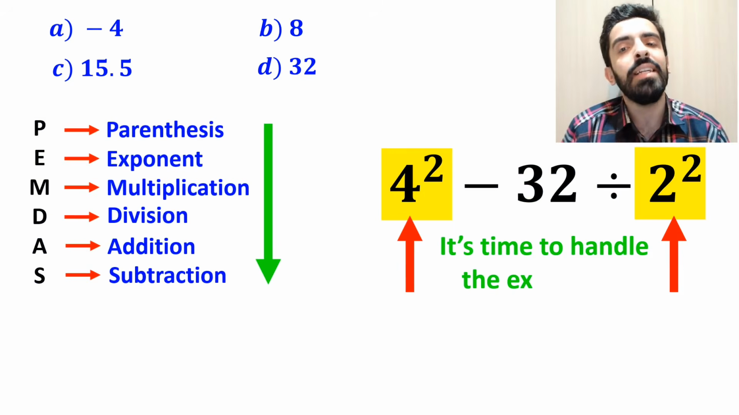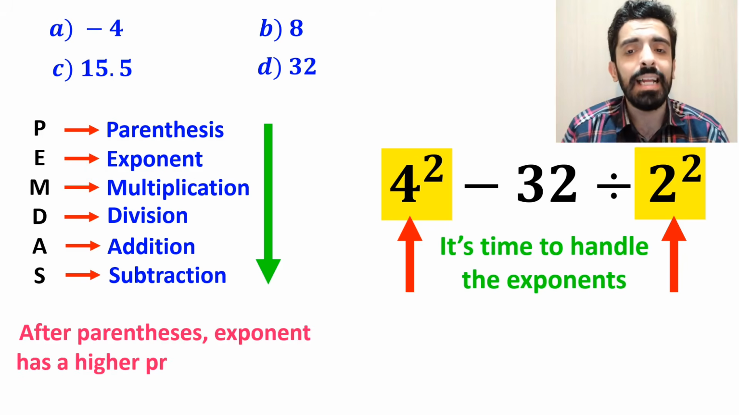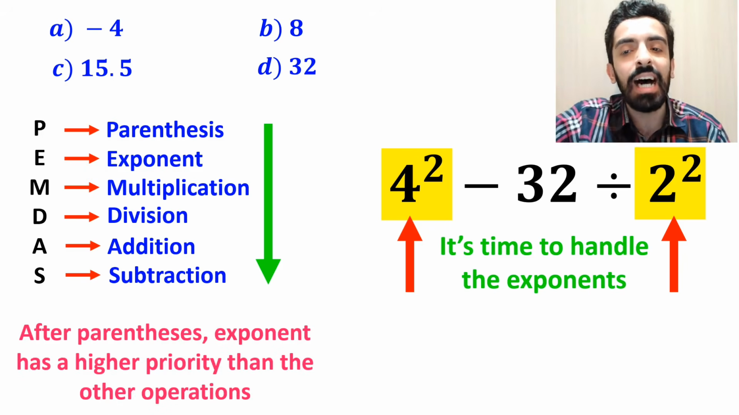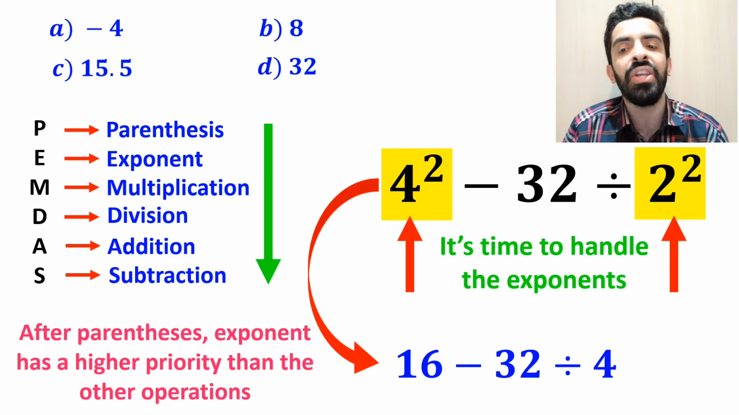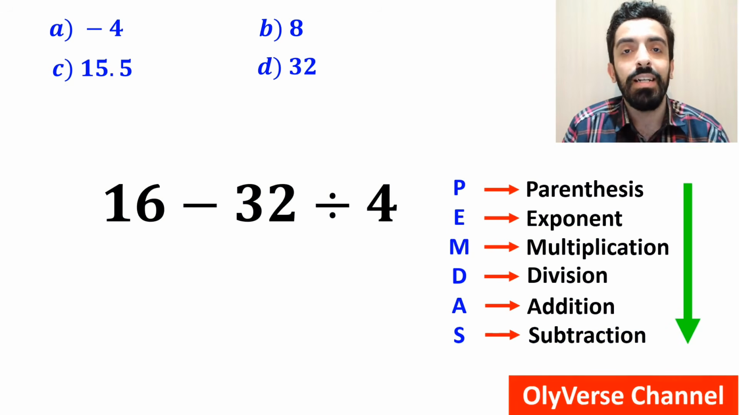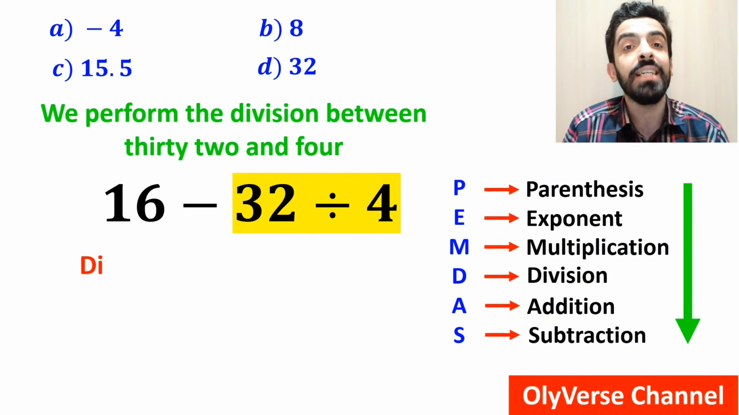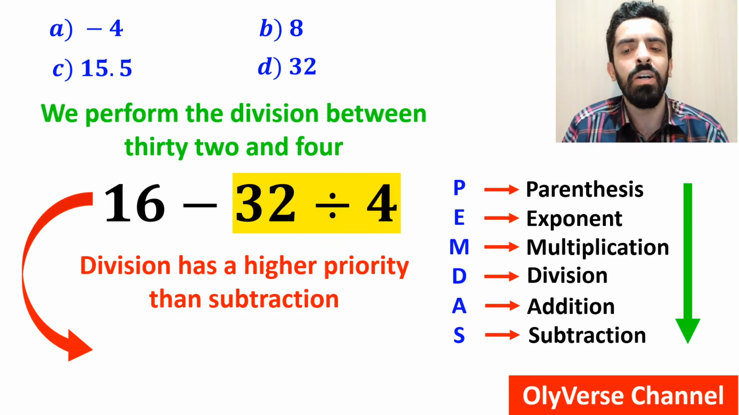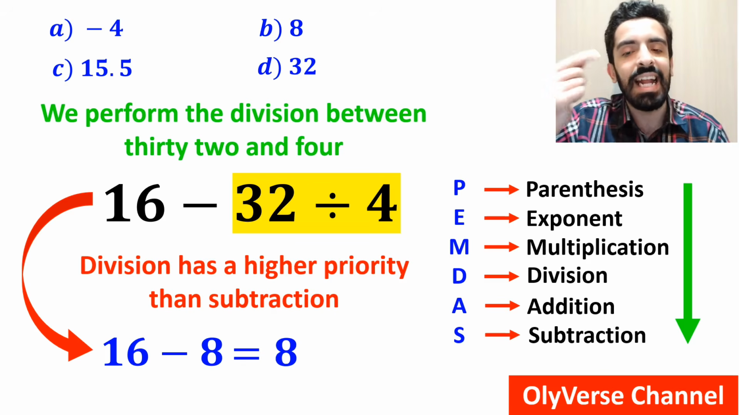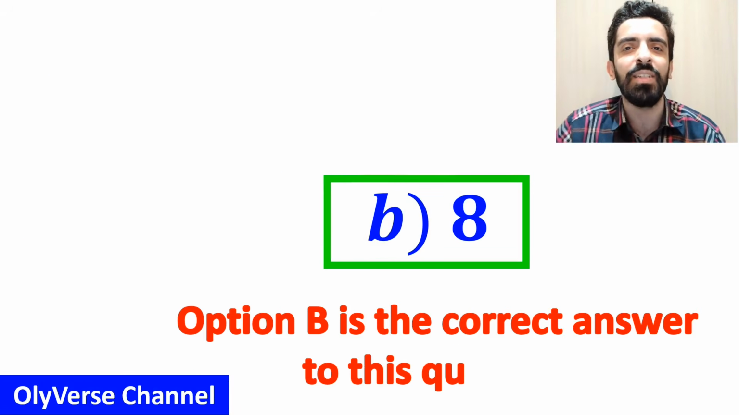Next, it's time to handle the exponents, because according to the PEMDAS rule, after parentheses, exponent has a higher priority than the other operations. So, we can write this expression as 16 minus 32 divided by 4. In the final step, we perform the division between 32 and 4, because division has a higher priority than subtraction. So, this expression simplifies to 16 minus 8, which finally gives us the answer 8. That's great. Option B is the correct answer to this question.